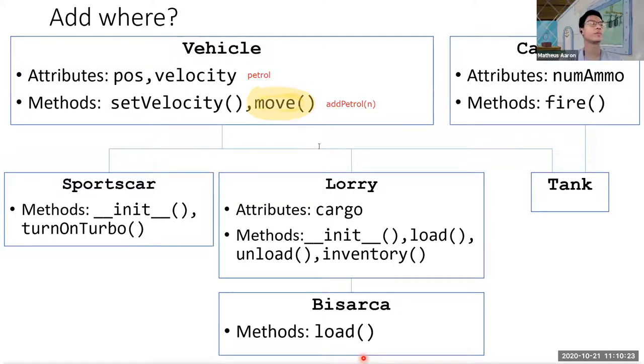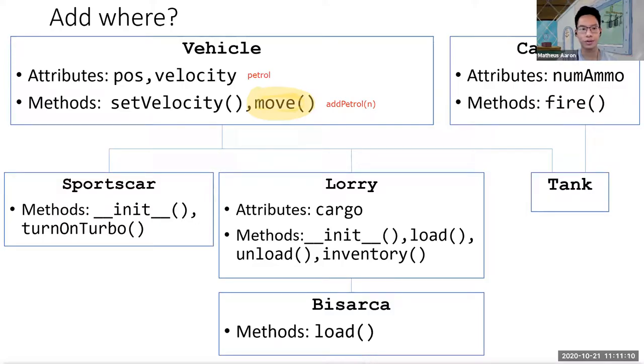Okay, so from here we can learn that. I think you know the reason why we added it in the vehicle, because the reason is simple: every vehicle needs petrol. So not just a sports car, not lorry, not bizarre car, not just tank, not cannon, but everything. So we put it in vehicle, and then we need to create a petrol attribute, which serves as the petrol tank of our car. And of course you need to implicitly modify move, because each move needs petrol, right?